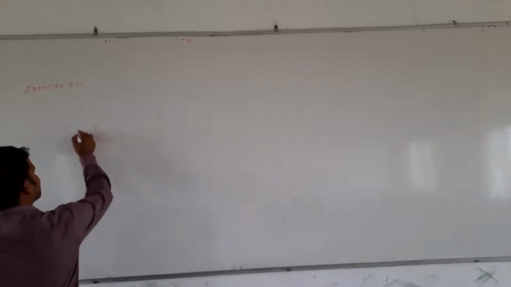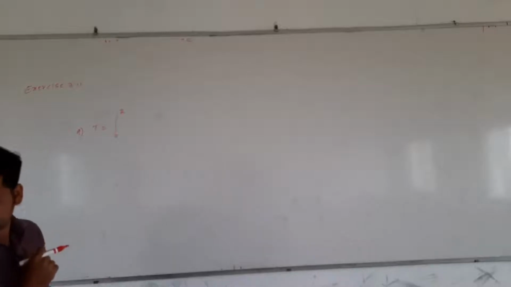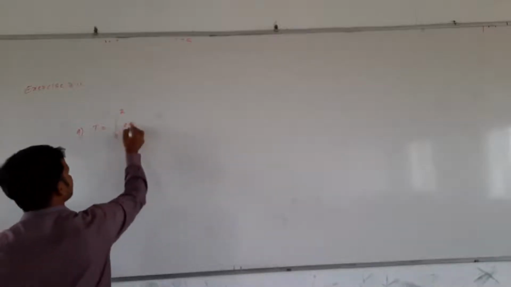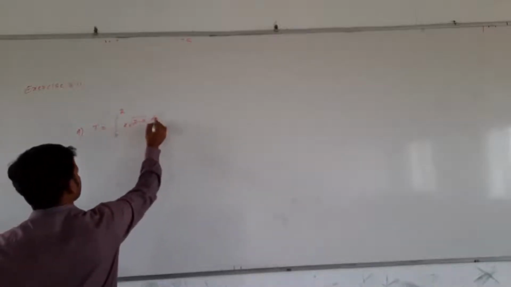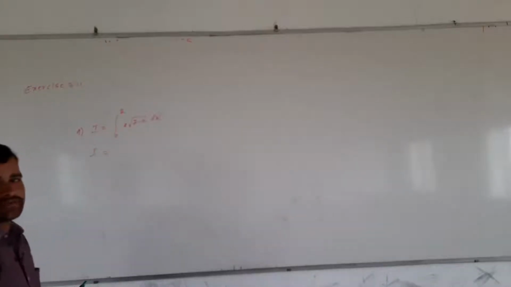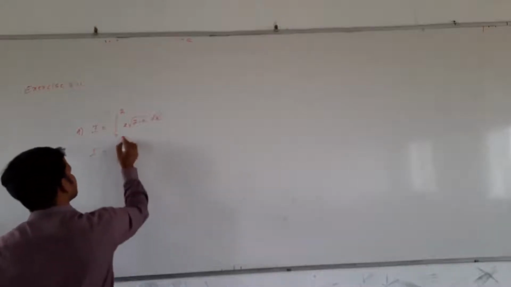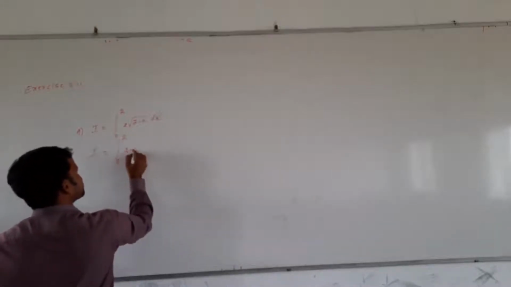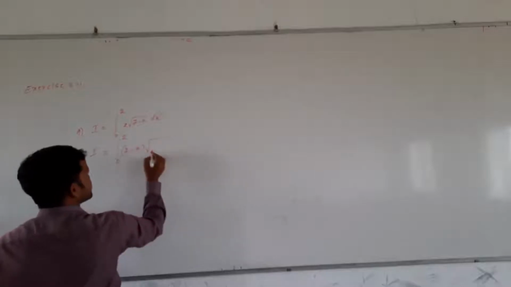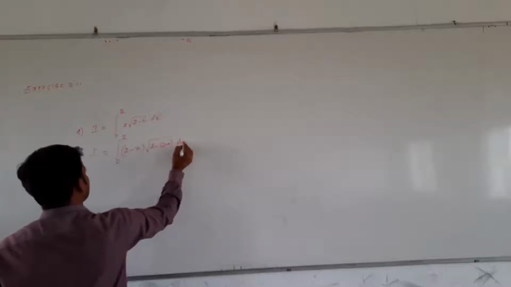Question number 9, integrating from 0 to 2, x into square root of 2 minus x into dx. Yes, you use the property 0 to a f of x into dx is equal to 0 to a f of a minus x into dx. 0 to 2, x becomes 2 minus x, square root of 2 minus of 2 minus x into dx.